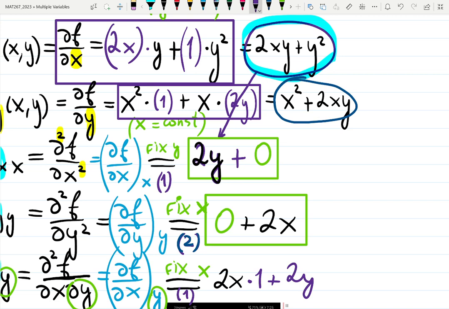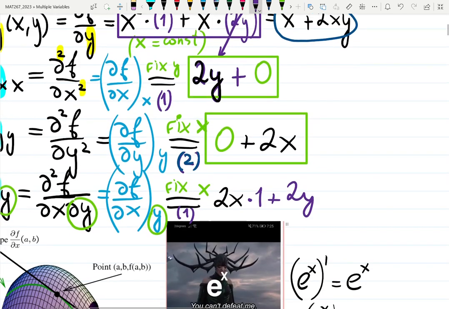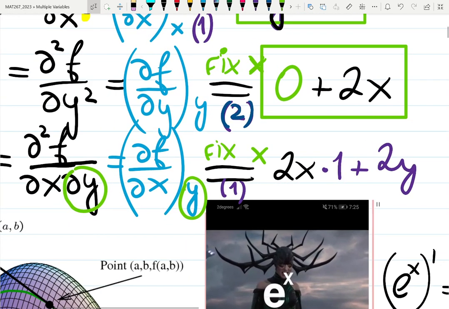Y squared gives you a power rule because y is a variable, and before y was a constant. So the question that you asked was, how do we know when to fix? You make a choice once. You don't change your mind. The moment they tell you we're differentiating with respect to y, everything else is fixed, and you keep it like that until you're done.